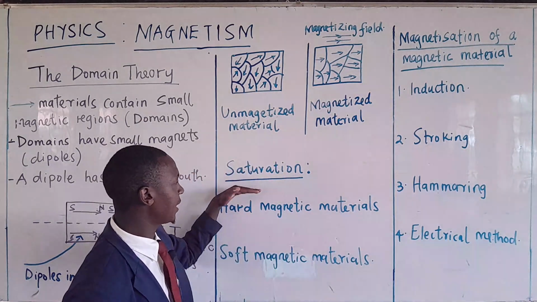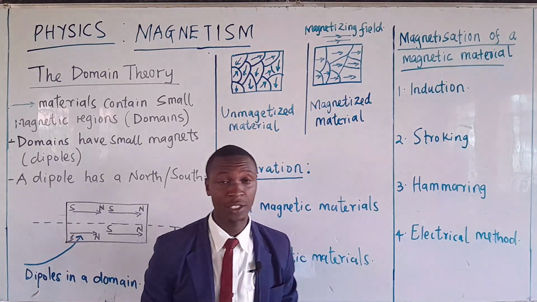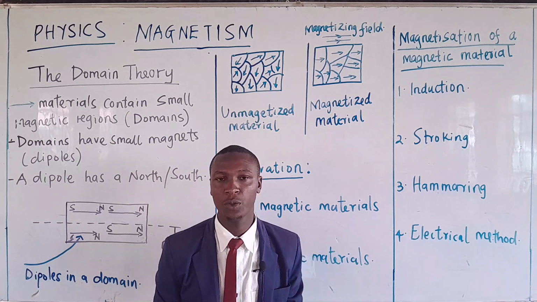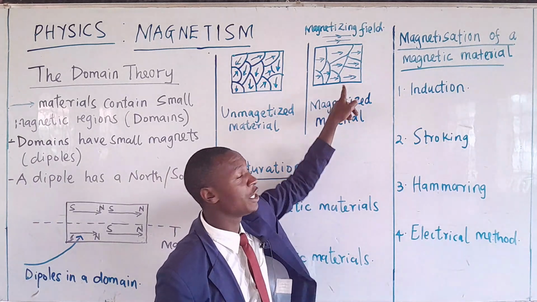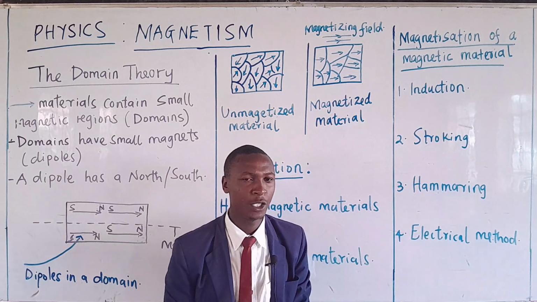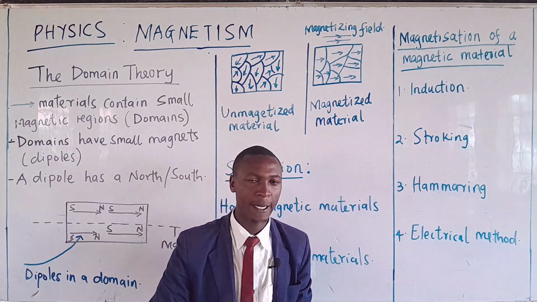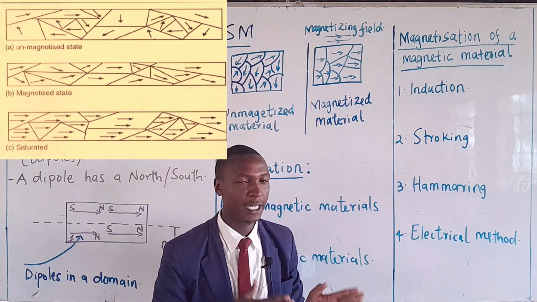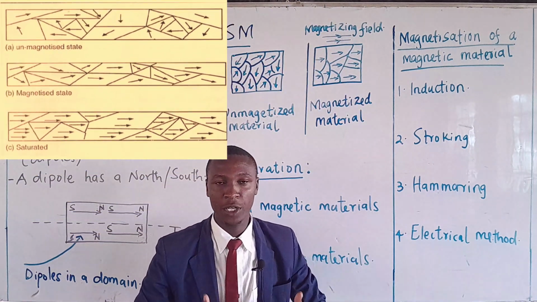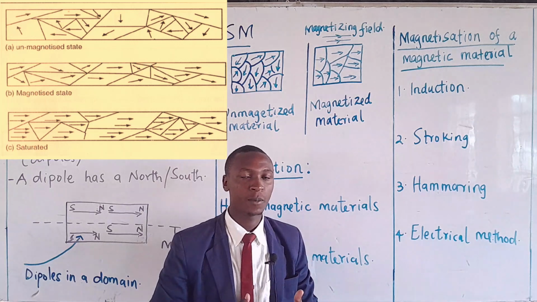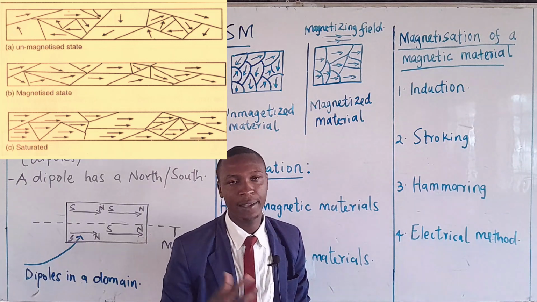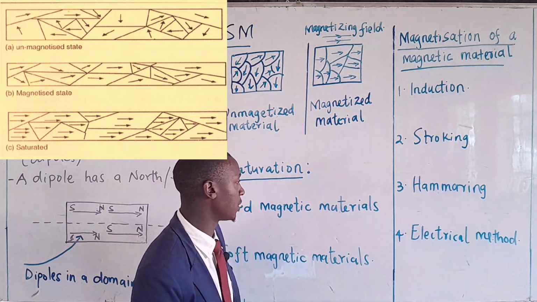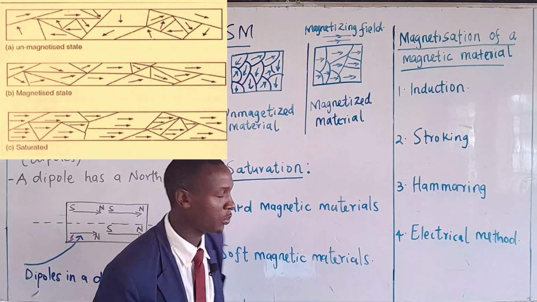Now, we have the term here known as saturation. So what is saturation? If you are magnetizing a given material and all the dipoles have already arranged themselves in a given direction, they will not be rearranged any further. Then we say that point is a saturation point. They have reached a saturation point. No further alignment is going to happen.